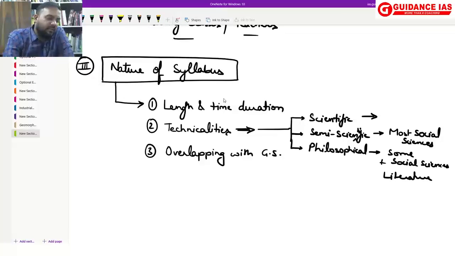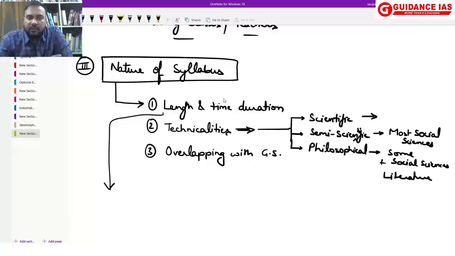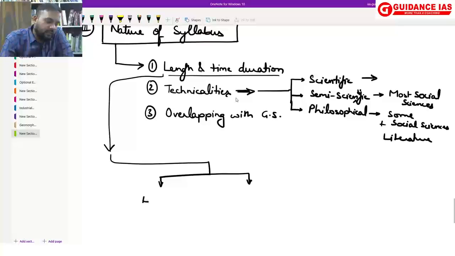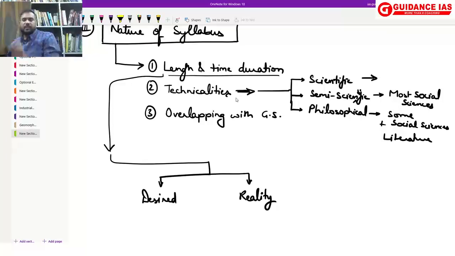Now, length and time of preparation are crucial, because there is no doubt that we would like to complete the optionals as fast as possible. Okay. But when it comes to length and time duration of the optional, you have to take into account what is desired and what is reality. You have to differentiate what is actually desired and what is reality.